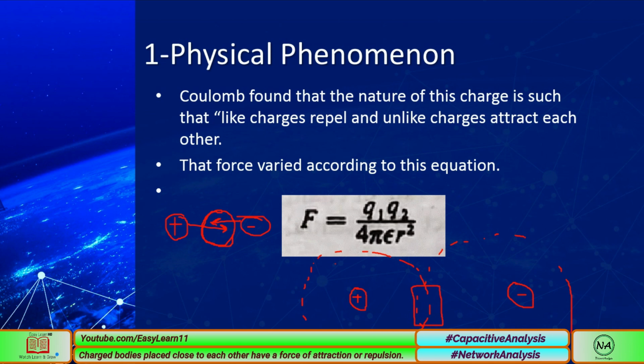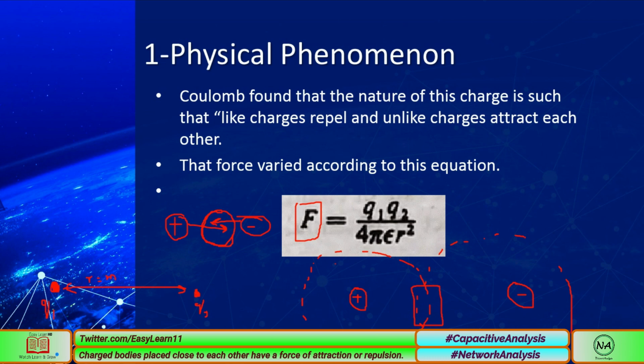That force varies according to this equation, a very nice equation. F is equal to q1 q2 over 4 pi epsilon r squared. Remember that this is the force, which is measured in Newtons. Q1 and Q2 are the two charges. Let's draw another picture. This is the first charge that I am drawing here. Let's call this Q1, and there is another charge. Let's call this Q2. Let's measure the distance between them in meters, and call it r.